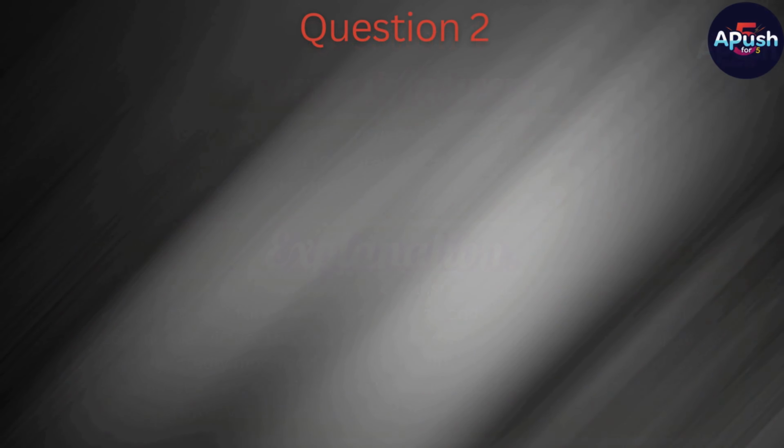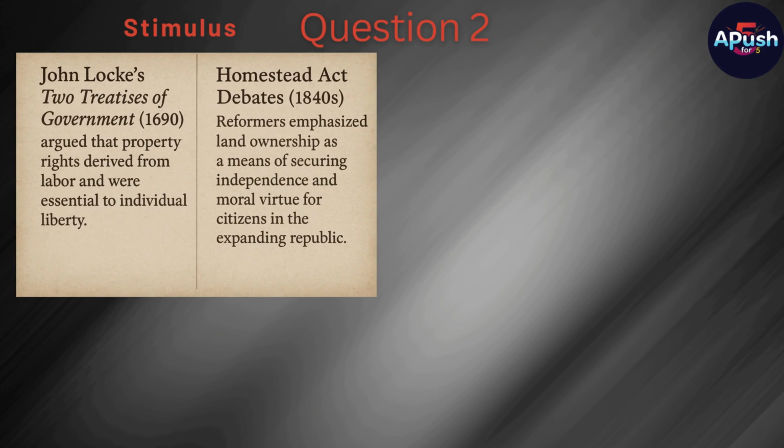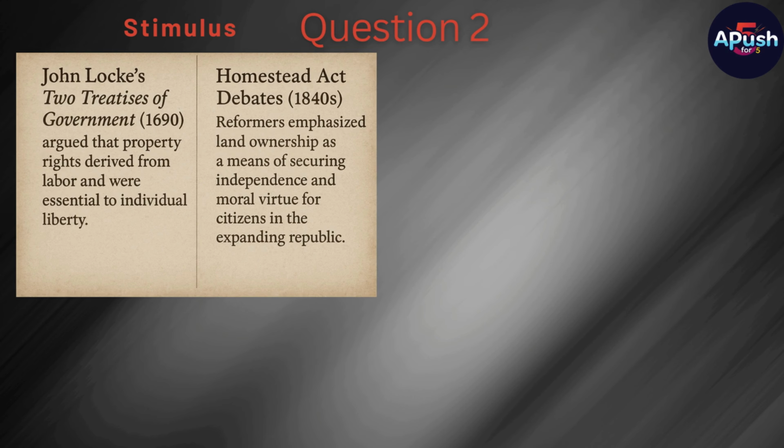Question 2. Stimulus covering questions 2 through 4. John Locke's Two Treatises of Government, 1690, argue that property rights derived from labor and were essential to individual liberty. During the Homestead Act debates of the 1840s, reformers emphasized land ownership as a means of securing independence and moral virtue for citizens in the expanding republic.